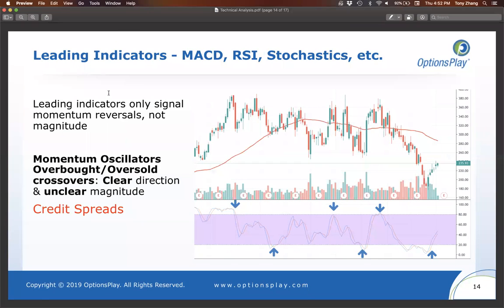And lastly, what I want to do is go over leading indicators. This is probably the most popular way of trading with technical strategies. If any of you use MACD, RSI, or stochastics, please type the indicators that you use into the chat window so I can get a sense for which ones you like to use.